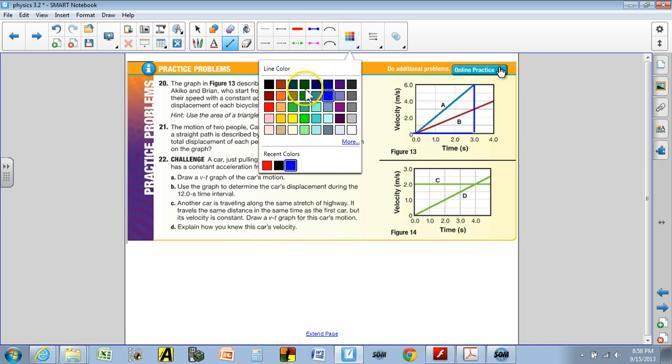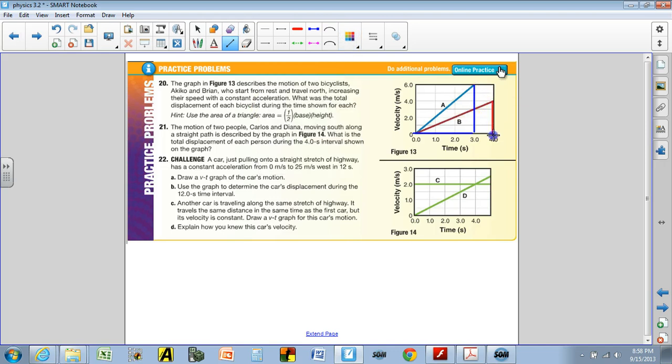Okay, and then for the red triangle, once again, half the base times height. So the height is 4, the base is 4. 4 times 4 is 16. Half of that is 8. So we have our answers without using all those equations.